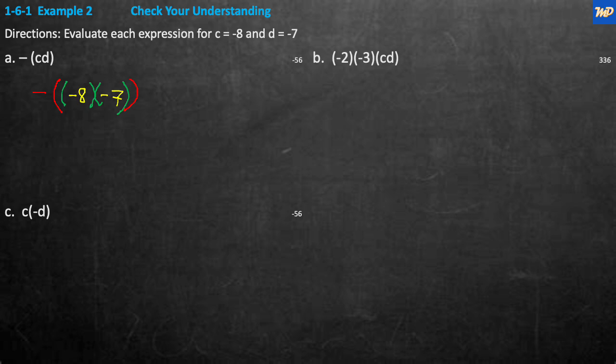Okay, so now we're going to multiply. And what do we have? We have negative 8 times negative 7. So that is what? That's 56.